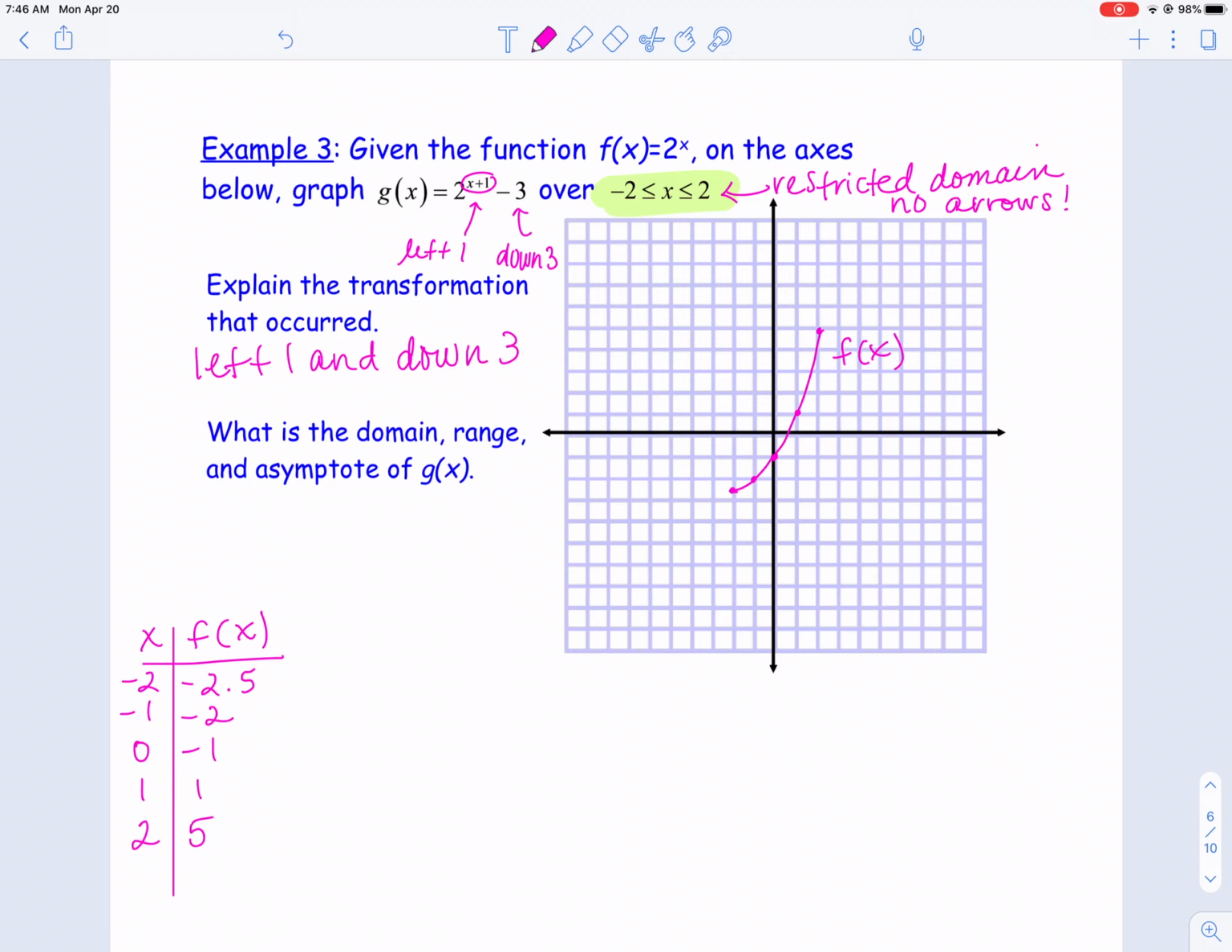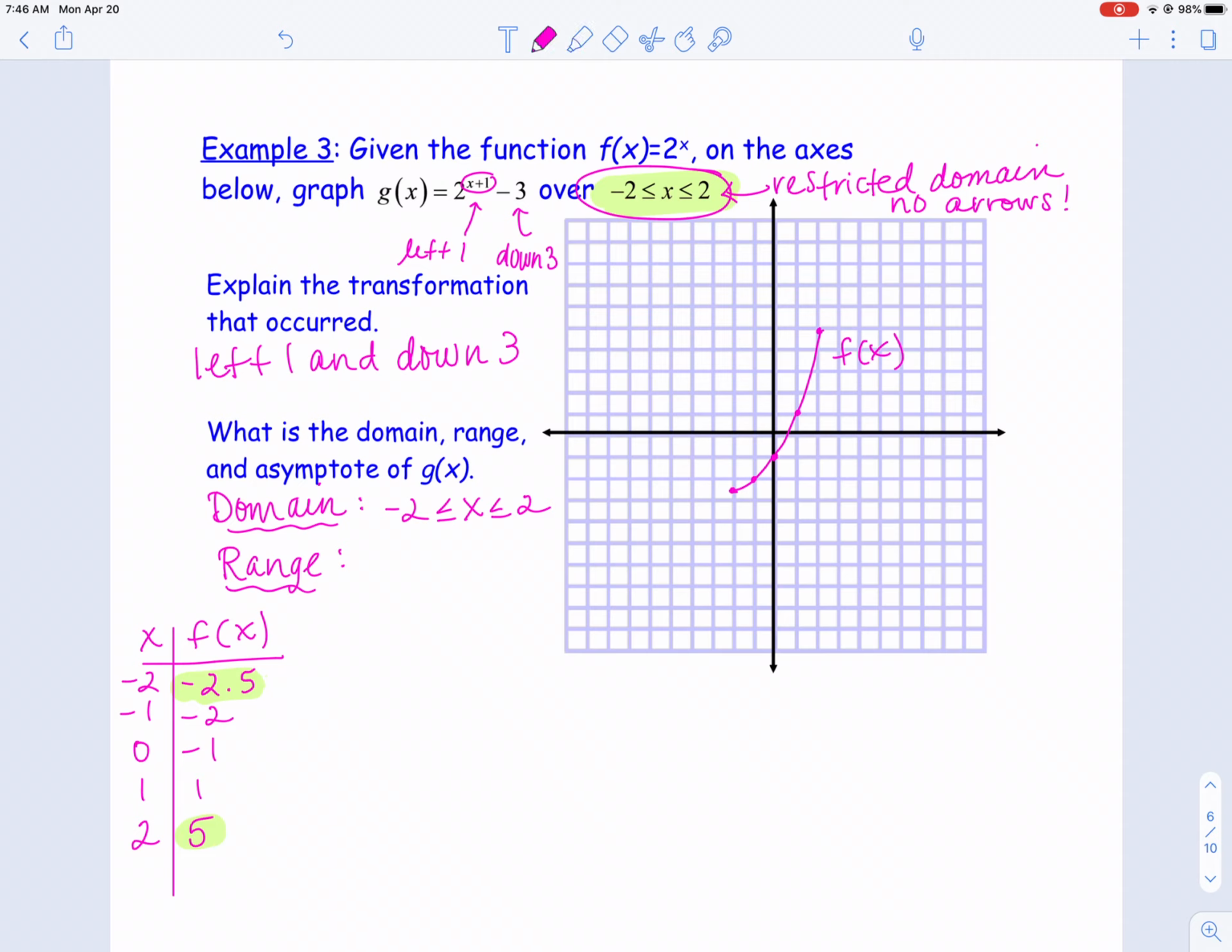Okay, and what is the domain and range? Okay, so this is important. Your domain is exactly what they gave you. Here's your domain. -2 less than or equal to x less than or equal to 2. That's your domain. You can't tell me all real numbers. You can't tell me from negative infinity to positive infinity. It doesn't. It goes from -2 to +2. Your range goes from -2.5 to 5, okay?